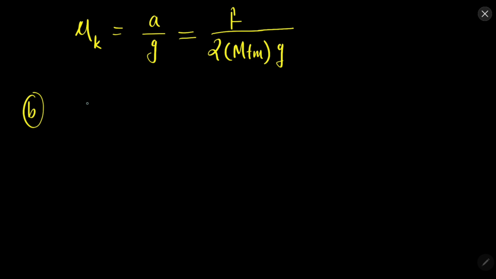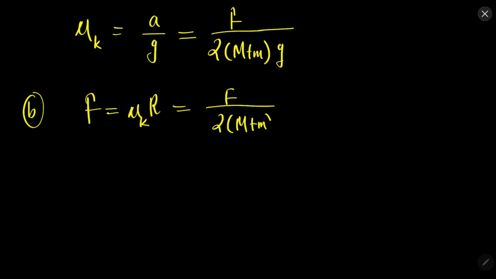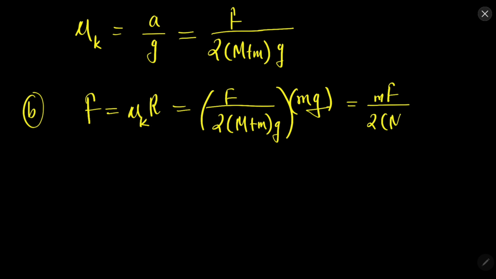Now in the second case we need to find the value of the frictional force, which is mu R. So it will be equal to, in place of mu we can write F upon 2m plus M into g, and in place of R we can write mg. So it will give us m into F upon 2m plus M.